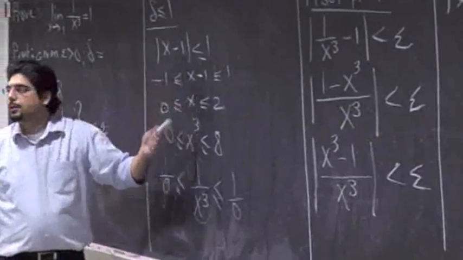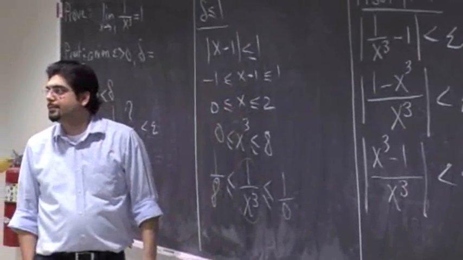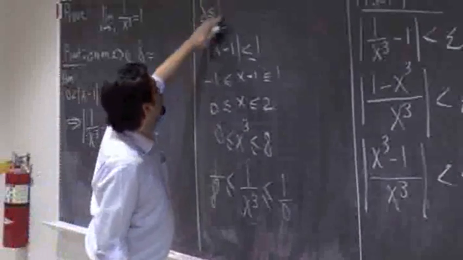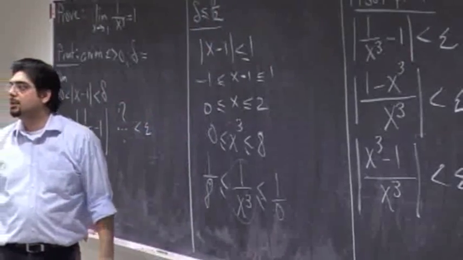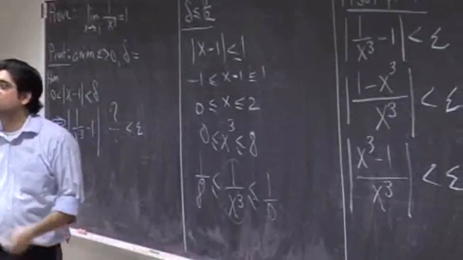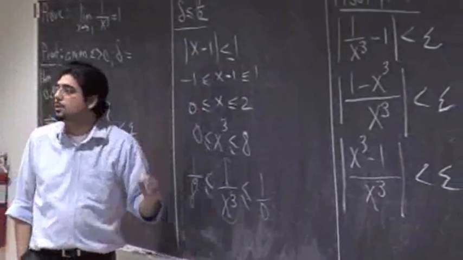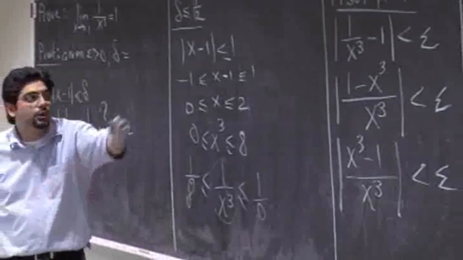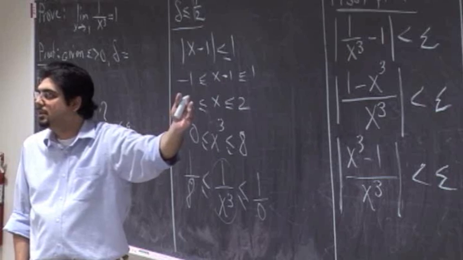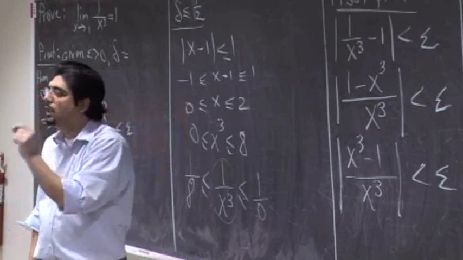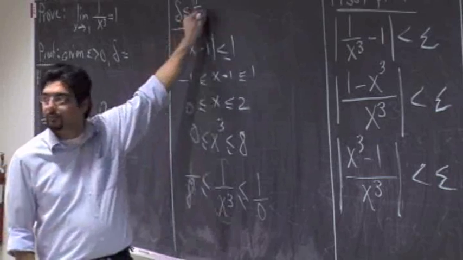X is too far from 1. Very good. That's the problem. Delta is too far away from 1. We don't want it to get close to 0. If x gets close to 0, x is in the denominator, all hell breaks loose. Right? In order to control x, control delta.